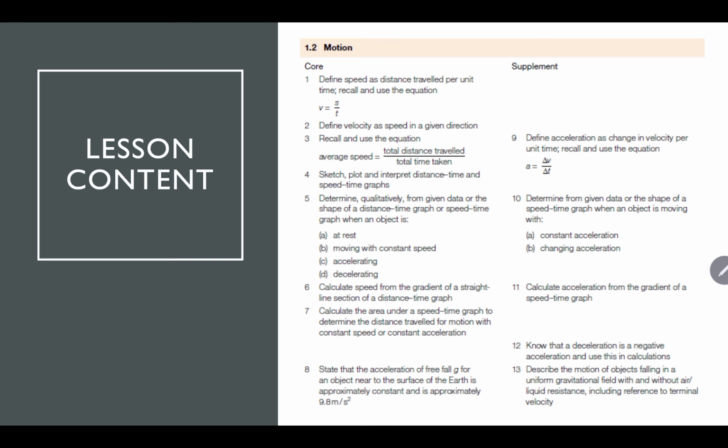Today we're going to learn a couple of things. We need to know the difference between distance and displacement, the difference between speed and velocity. We need to know the graph of speed and velocity, be able to analyze it and get answers from it. We need to know what's acceleration, its equation, and its graph, and be able to analyze it as well.